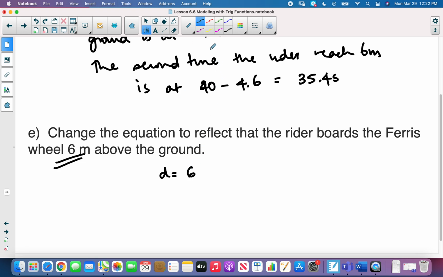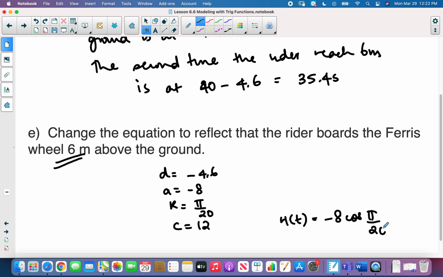Our shift is equal to negative 4.6, and everything else stays the same. Our amplitude is negative 8, our k value is pi over 20, and our d value is 12. So our equation would be height as a function of time is equal to negative 8 cos pi over 20 t plus 4.6, plus 12. We're going to stop this lesson here. We can look at the example in the textbook, example 2 on page 358, and look through that example next.